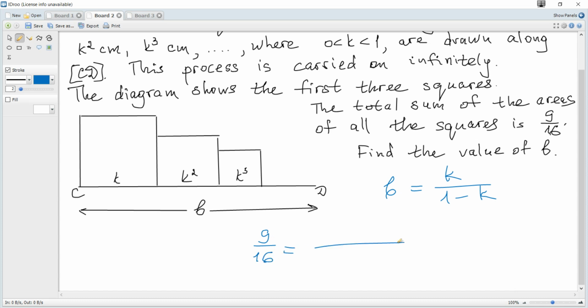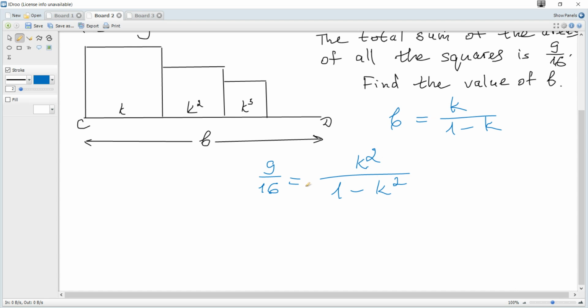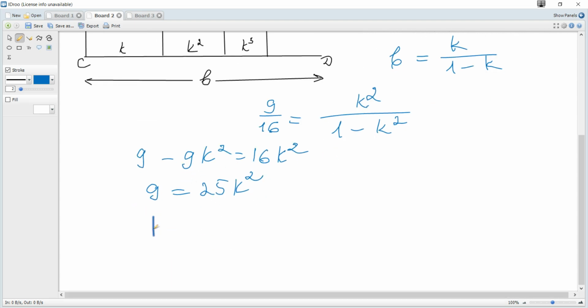It's the sum to infinity. The first term is the first area, which is k squared, divided by 1 minus the ratio. The ratio is also k squared. Hence we need to solve for k and then calculate the value of b. So again, cross multiplication: 9 times 1 minus k squared, which is 9 minus 9k squared, is equal to 16k squared. 9 is 25k squared. K squared is 9/25.